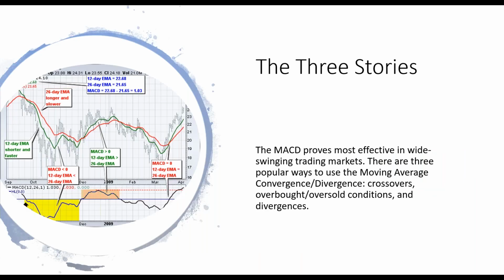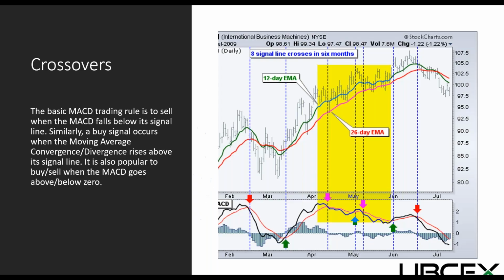So MACD gives us 3 stories. Okay, it gives us crossovers, which we've been watching. Crossovers generate transaction signals, buy and sell signals. It gives us overbought and oversold conditions. So when we get the high peaks and the valleys in the indicator below, when it peaks very, very high, it's telling you the market's getting overbought. When it falls very low into the valley, it's telling you the market is oversold. And lastly, it gives us divergence.